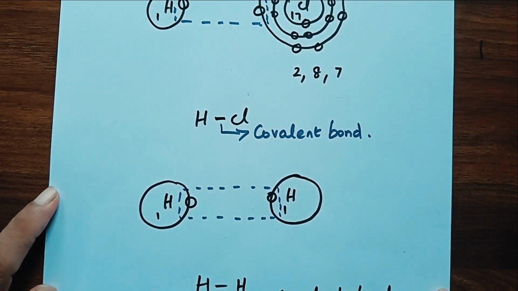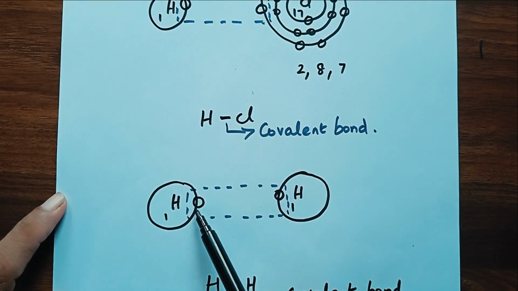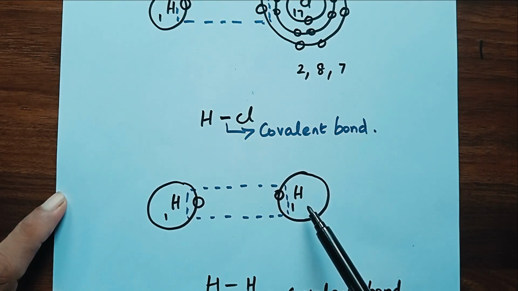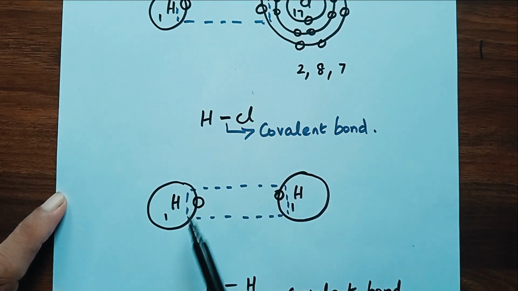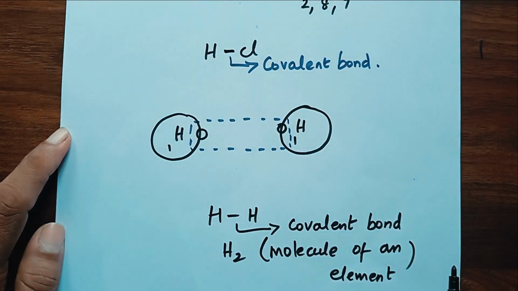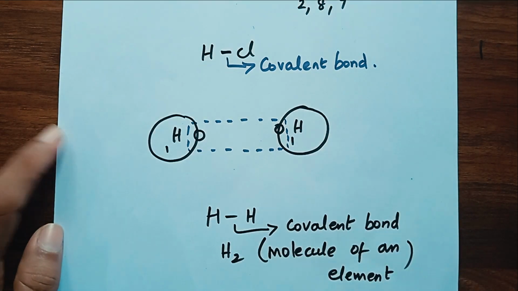Now we see the example of two hydrogen atoms. Here hydrogen atom has one electron. So it needs one more electron to attain the duplet rule. So both hydrogen atoms will share one electron each and thus a covalent bond is formed. This covalent bond is formed by sharing of electrons from each of its atoms.